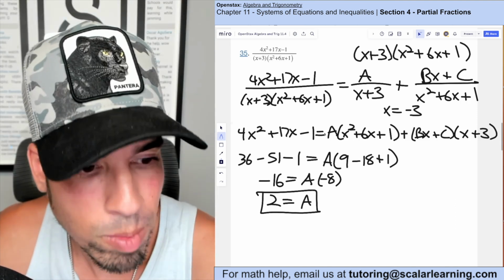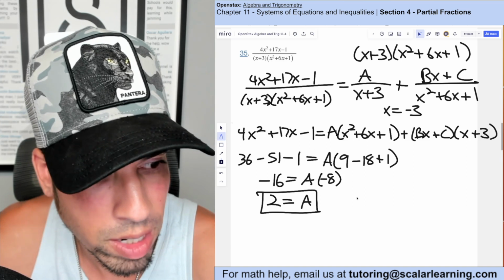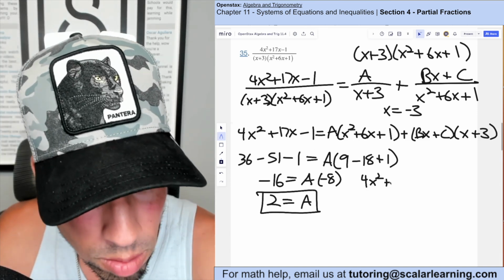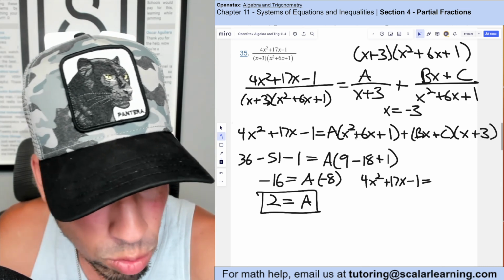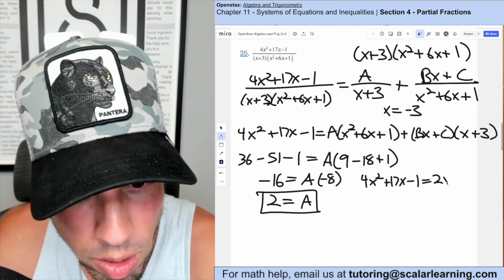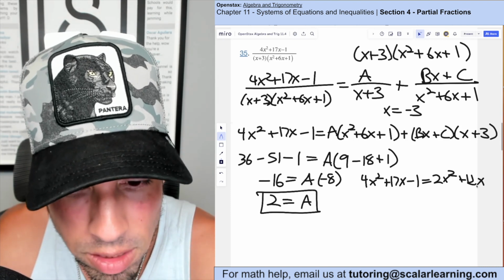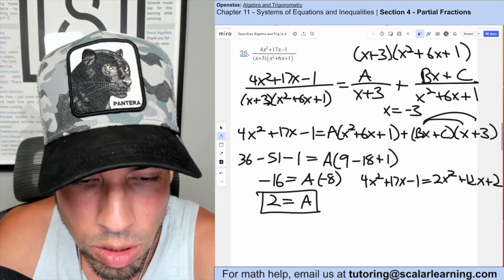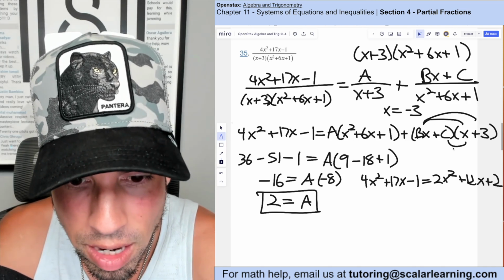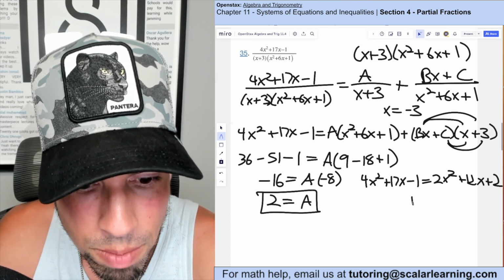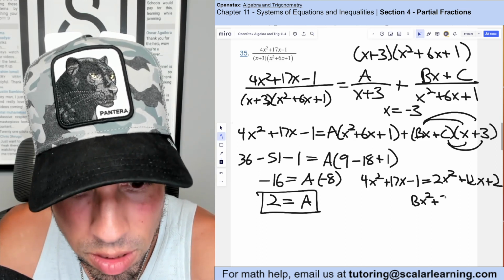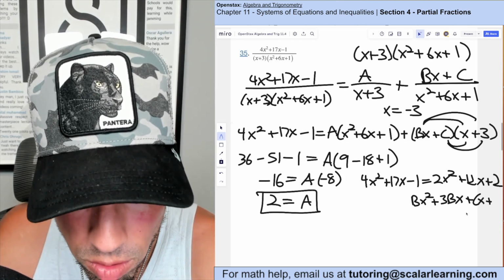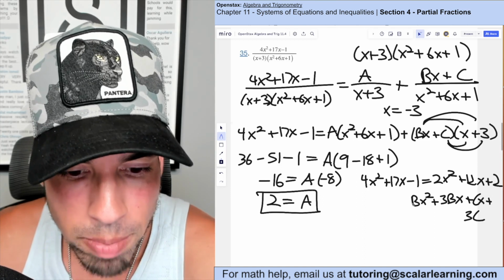So again, I'm going to plug in that 2 and we're going to simplify this. This left side is going to stay the same. Let's see, I'm trying to write it small here. 4x squared plus 17x minus 1 is equal to 2. I'm going to plug it in. Let's distribute: 2x squared plus 12x plus 2. And then for here, we're going to FOIL: bx, bx squared, 3bx, cx, and 3c. So let's write that out. bx squared plus 3bx plus cx plus 3c.